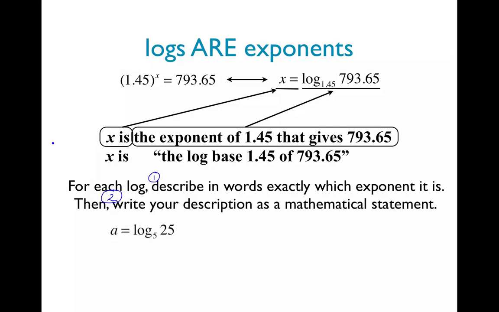Okay, so here's what we do. We'll do this one together. If we were to describe in words exactly which exponent that is, what would we say? The exponent of base 5 that gives 25. That's what this means. It means the exponent of 5 that gives 25.